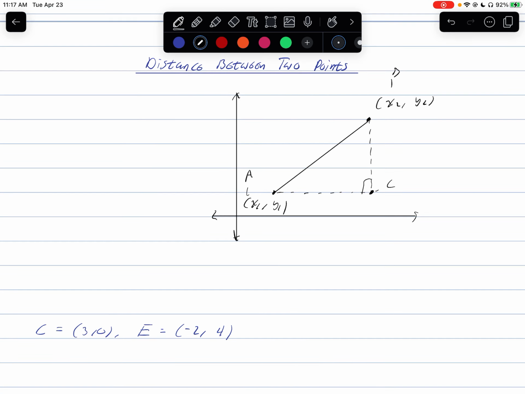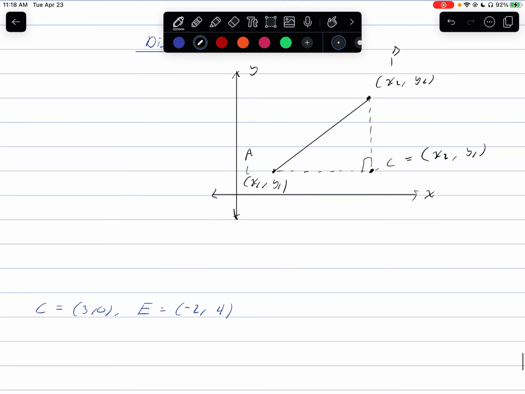Okay, so what are the coordinates of point C? Well, notice that it's going to have the x component of our point B, so we'll say it's x2, and it's also going to have the y component of our point 1. Okay, so this is where this gets interesting.